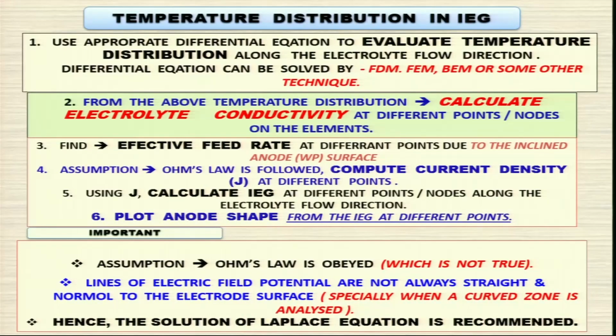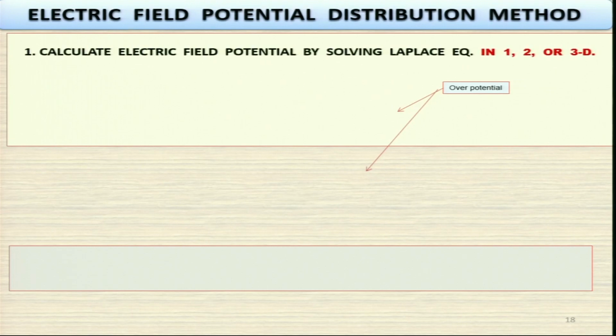Hence, the solution of Laplace equation is recommended instead of Ohm's law. Laplace equation is recommended to be used for analyzing anode shape prediction and tool design problems. Electric field potential distribution method: calculate electric field potential by solving Laplace equation in 1 dimension, 2 dimension or 3 dimension. This is the Laplace equation in 3 dimension: del 2 phi over del x2 plus del 2 phi over del y2 plus del 2 phi over del z2 is equal to 0.